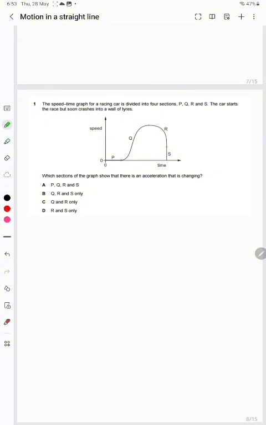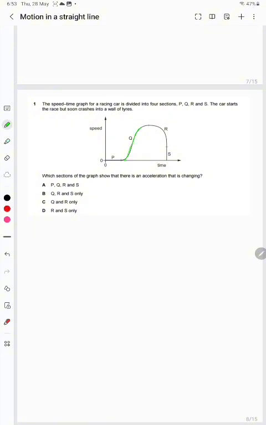The speed time graph for a racing car is divided into 4 sections P, Q, R, and S. The car starts the race but soon crashes into the wall of tires. Which section of the graph shows that there is an acceleration that is changing? So acceleration that is changing means acceleration is not constant, it's changing. So instead of a straight line, you have a curve. So it's better to see where you have a curve.